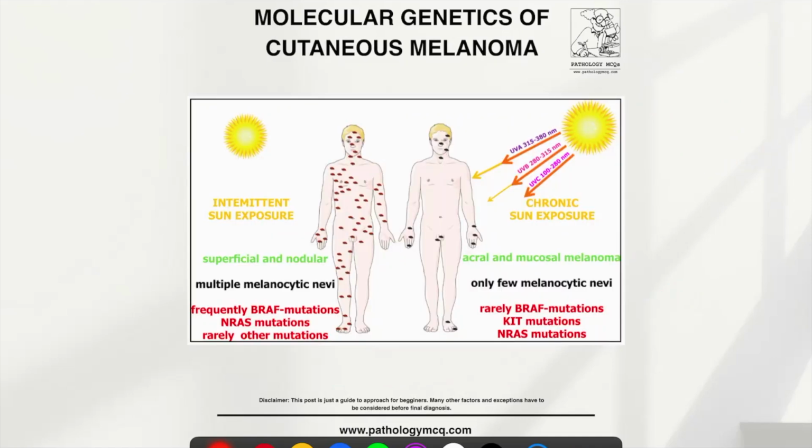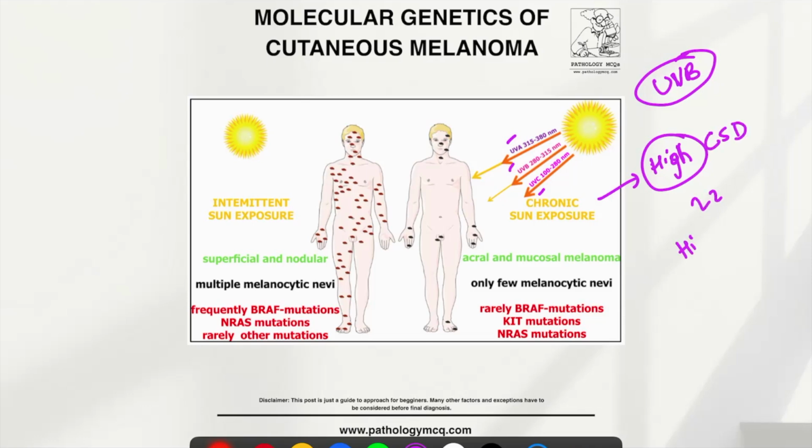So here are the sun exposure types we talked about. The chronic sun exposure, that is high cumulative sun damage. So cumulative sun damage, we know that UV, there are 3 types of UV rays: UVA, UVB and UVC, out of which UVB is the most carcinogenic one, and it's implicated in increased mutations. So whenever there is high cumulative sun damage, it correlates with a high tumor burden score also. High tumor burden score and high number of mutations. So when there is high chronic sun damage, BRAF mutations are rarely involved.